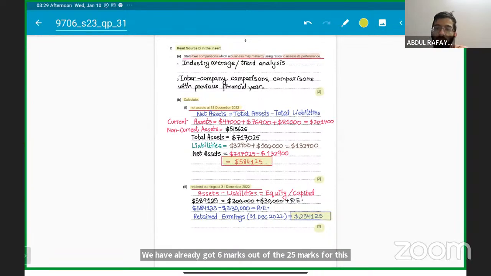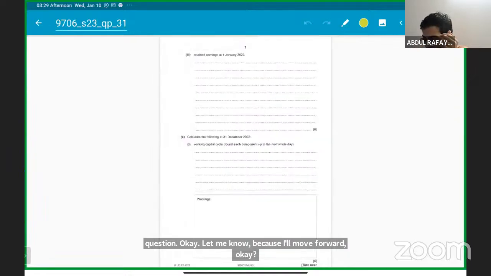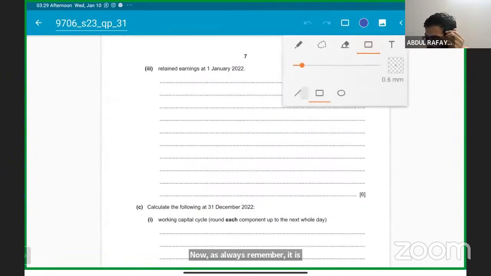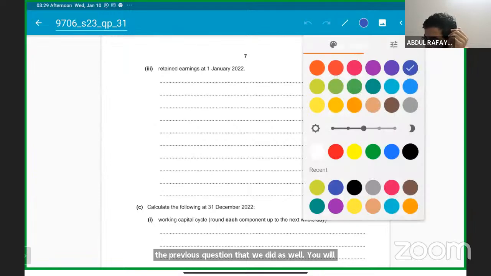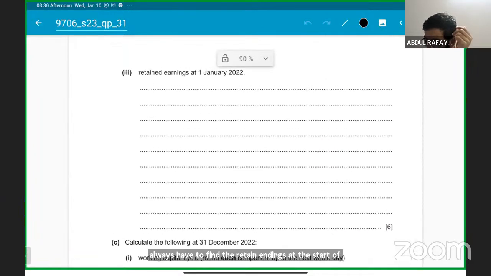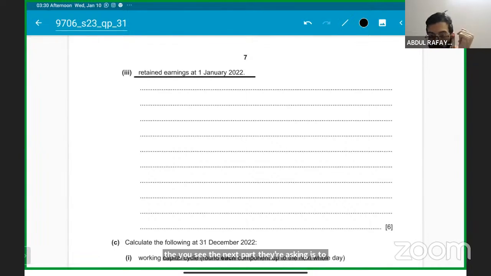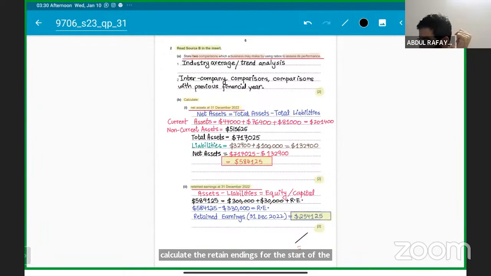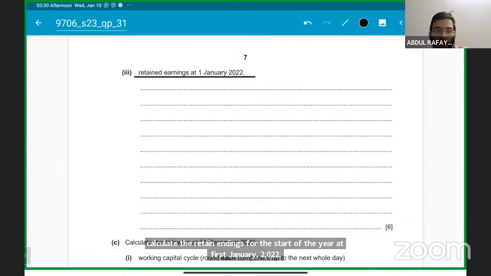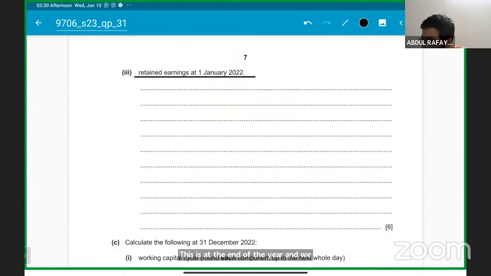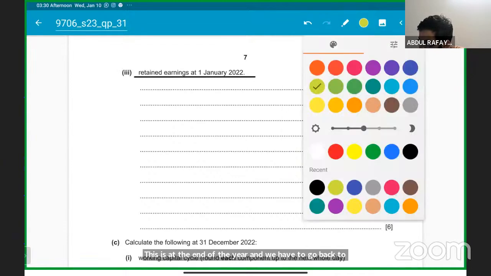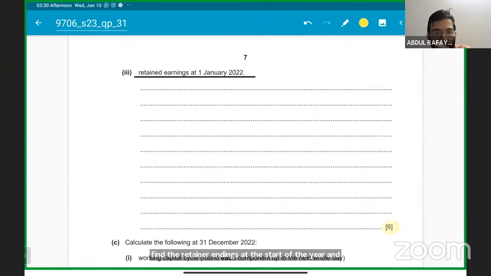Now, as always, remember, it is very important, as in the previous question that we did as well, you will always have to find the retained earnings at the start of the year. The next part they're asking is to calculate the retained earnings at the start of the year, 1st January 2022. This is at the end of the year, and we have to go back to find the retained earnings at the start of the year.